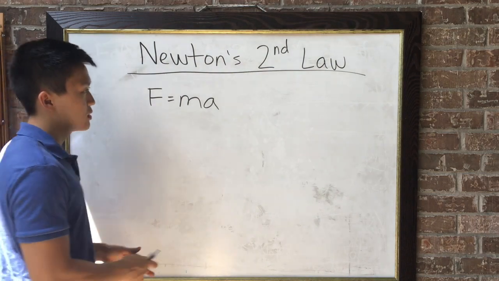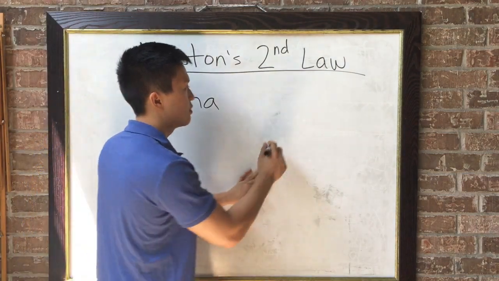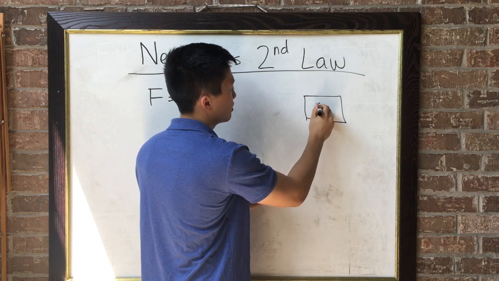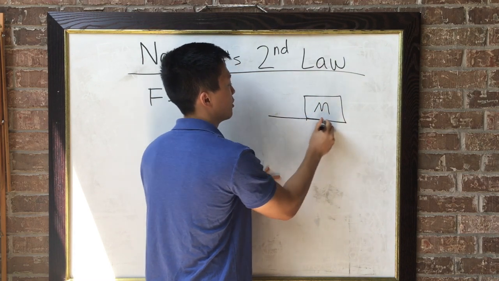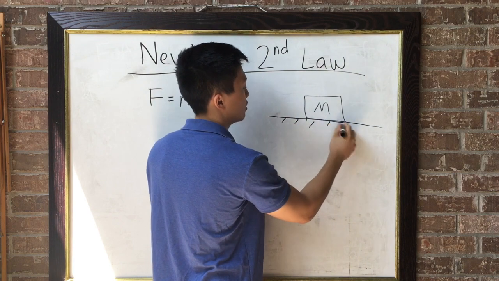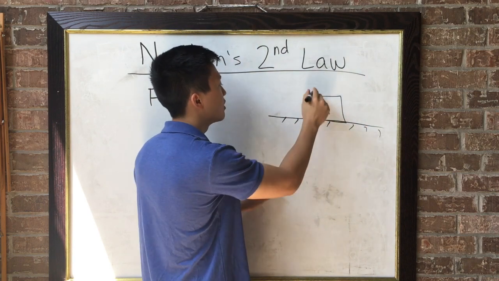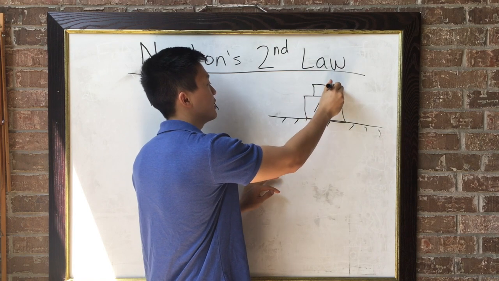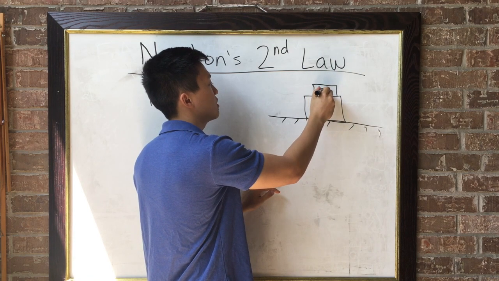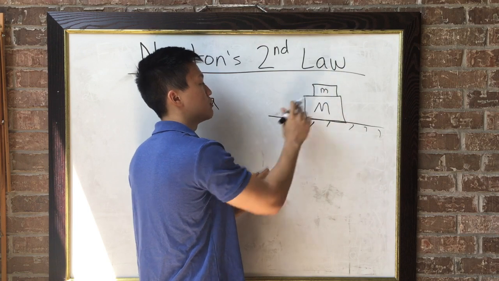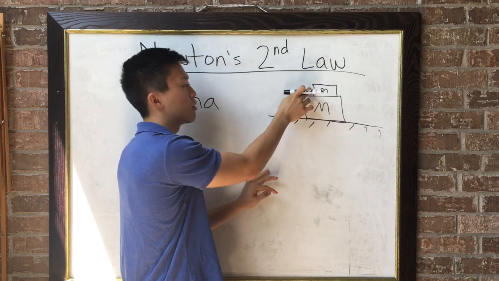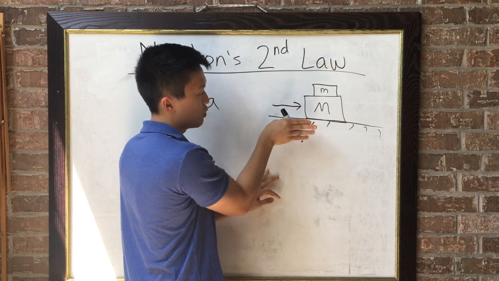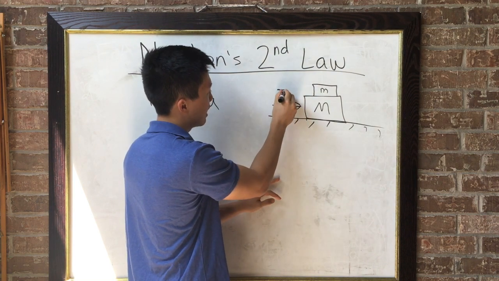Let's solve some problems. So let's say we have a block of mass big M on the ground, and there's friction here between the ground and the block. And there's also a tinier block with mass little m on top of this big block, and there's friction between these two blocks. And let's say we push it with a force of capital F.